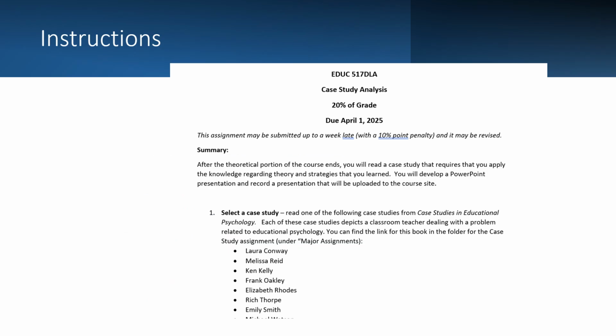Let's open up the instructions and talk about the assignment specifically. Please note that it is due April 1st, but it may be submitted up to a week late with a 10% point penalty, and it may be revised. How do you go about doing this assignment?